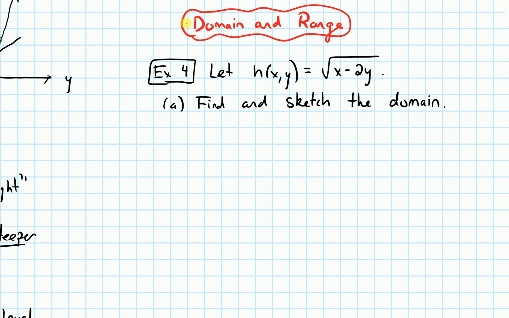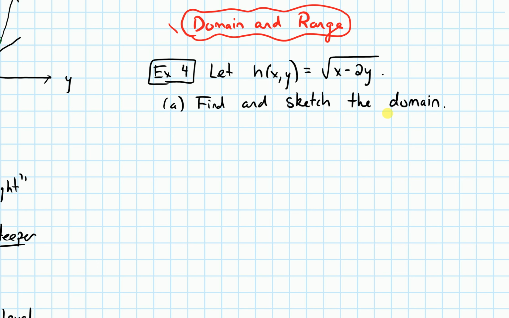In this video, we will talk about domain and range of multivariable functions. So I want to get into this by looking at an example. Let h of x comma y be equal to the square root of x minus 2y. In part A, let's find and sketch the domain.